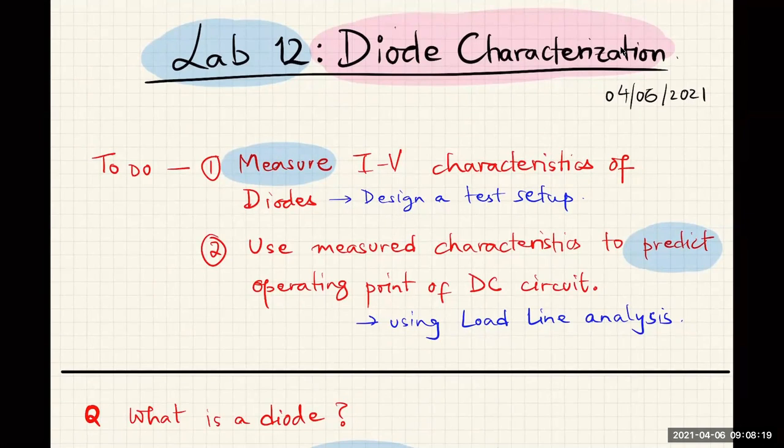The second objective of this task is to use the characteristics that we have measured in the previous task to predict the operating point of a DC circuit with a diode in it. And for this, we will use something called the Loadline analysis to make that prediction, and then obviously to check it by constructing the circuit.